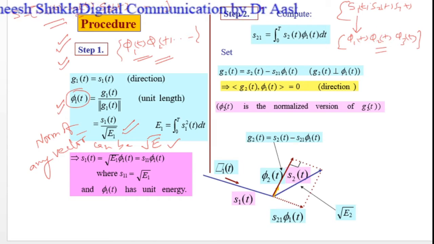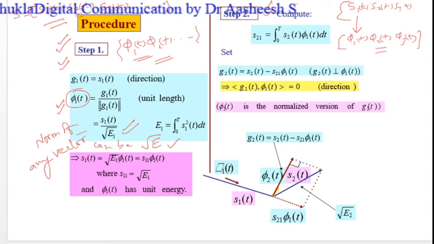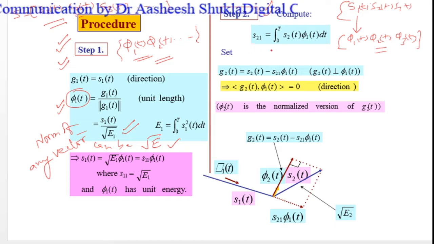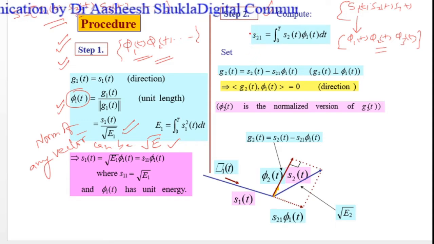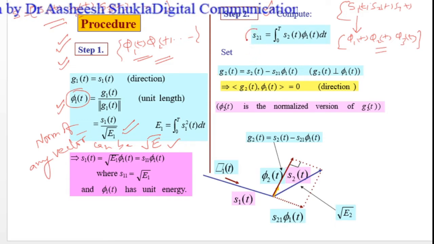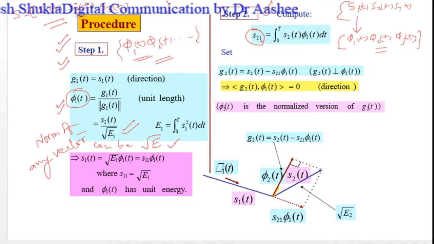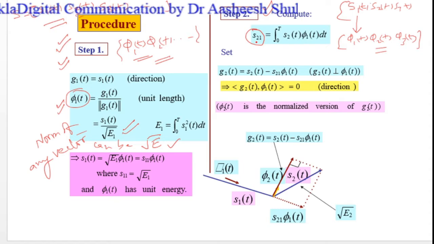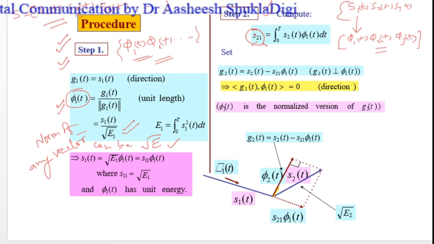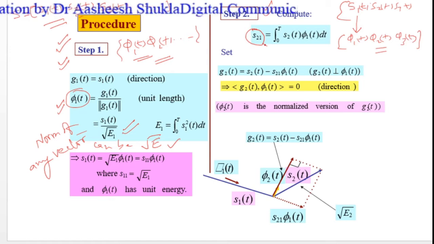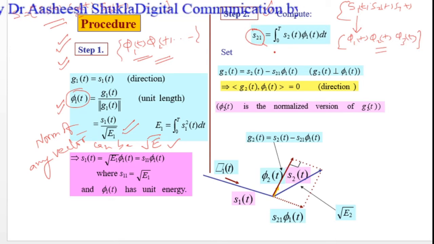So in step 2, see carefully. In step 2, what we are doing? We are calculating S21. S21 is what? It is a projection of S2 on 1, right? Because 2 is written here and 1 is written here. So projection of S2 on basically phi 1, because phi 1 is the existing vector.